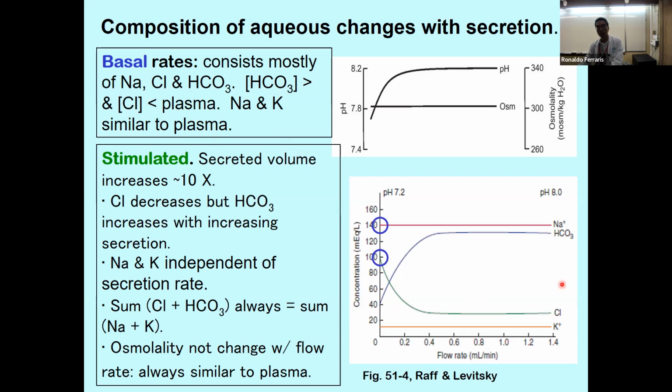So what happens when you're eating and the pancreas is stimulated? Well, it goes from sodium chloride secretion to sodium bicarbonate secretion, and with now an enormous volume. Sodium and potassium are independent of secretion rate, and the sum of the negative ions, chloride and bicarbonate, is always the sum of sodium and potassium. Because these ones don't change, their totals don't change, then the osmolality of the pancreatic juice does not change with flow rate.